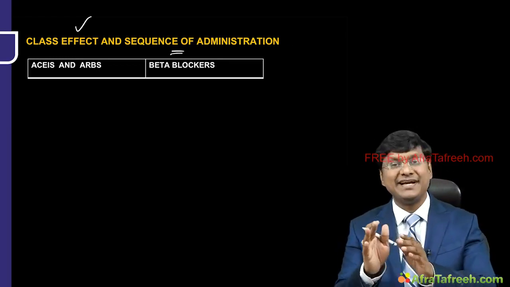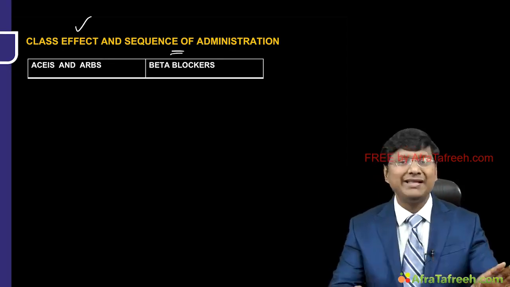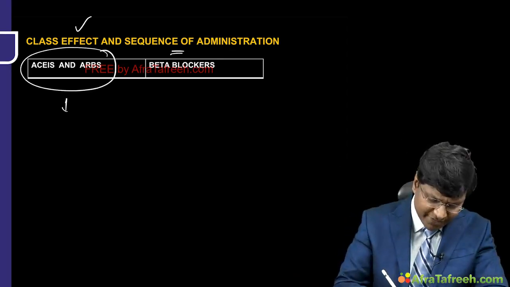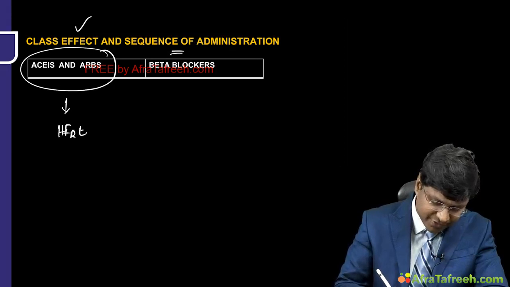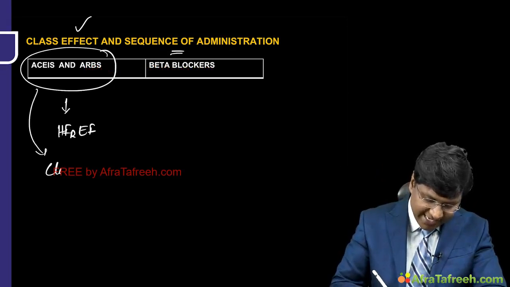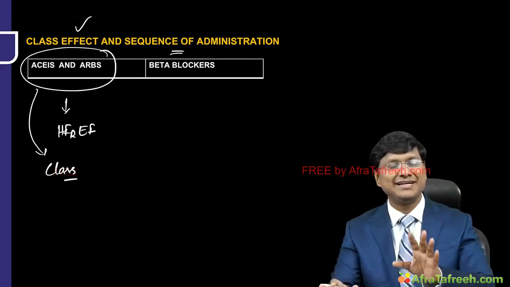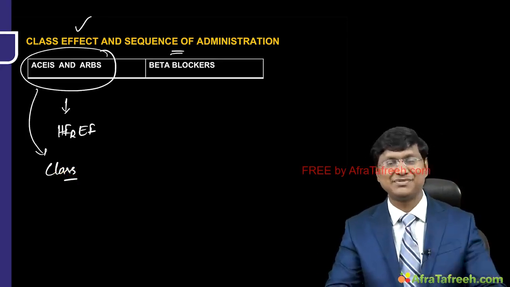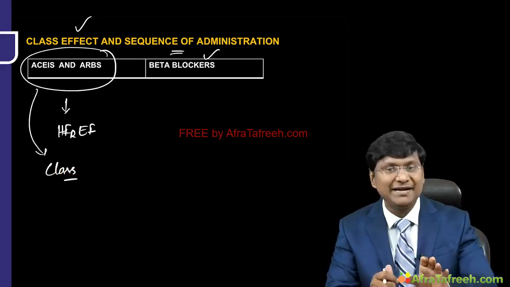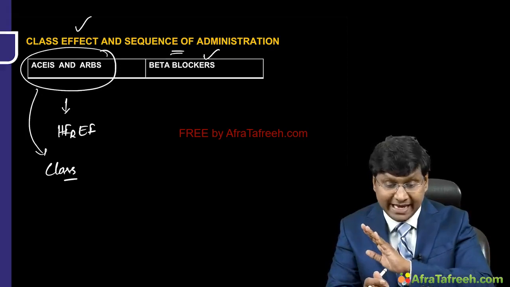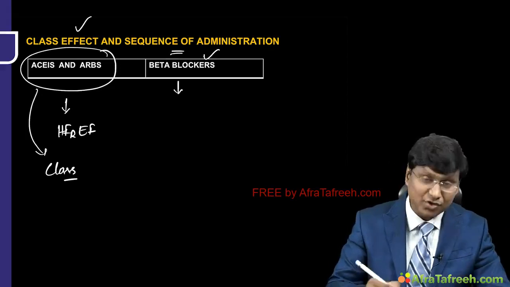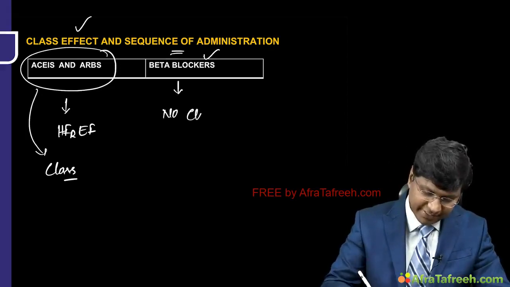Now, you take ACE inhibitors as well as ARBs, all the drugs of ACE inhibitors, all the drugs of ARBs, they are very much efficacious in heart failure with reduced ejection fraction. That means your ACE inhibitors and ARBs have what is called the class effect. That means all the drugs in that class are efficacious in heart failure with reduced ejection fraction. But it is not the same in case of the beta blockers. See, there are certain beta blockers that cannot be given in patients with heart failure with reduced ejection fraction. So in case of the beta blockers, there is no class effect.